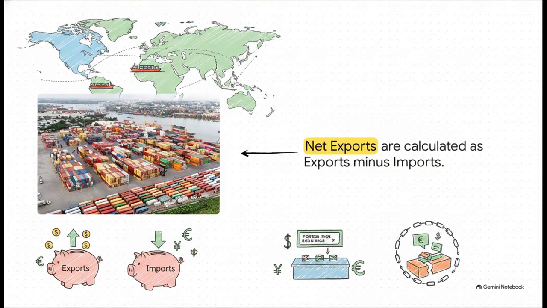The final pillar is net exports, which is exports minus imports, or X minus M. Exports bring money into the country when foreign buyers purchase our domestic goods, while imports leak money right back out when locals buy foreign goods.